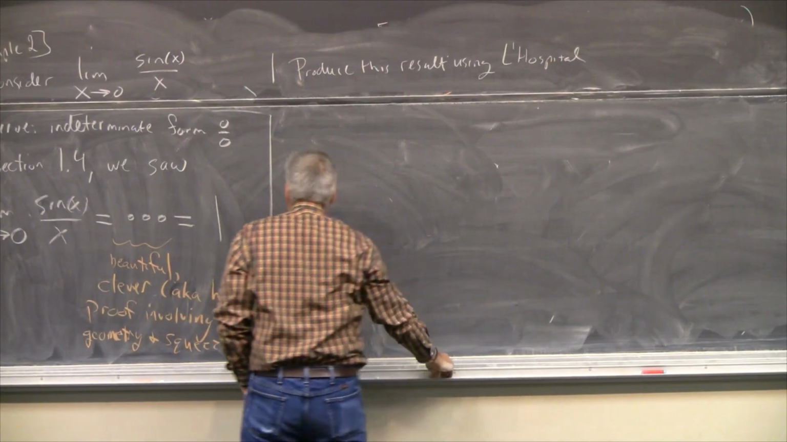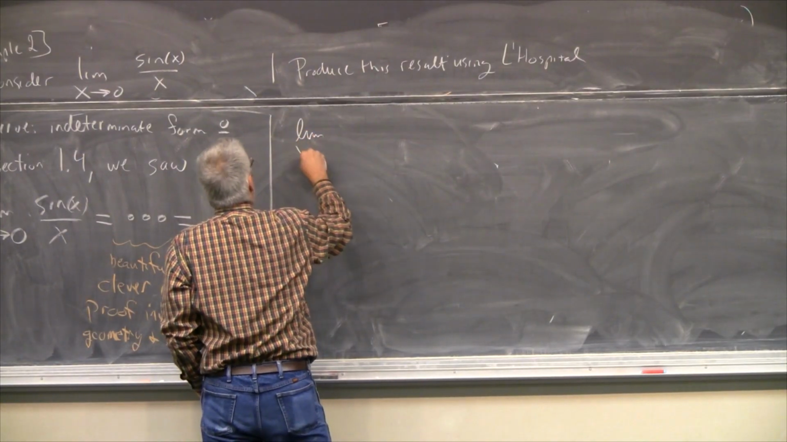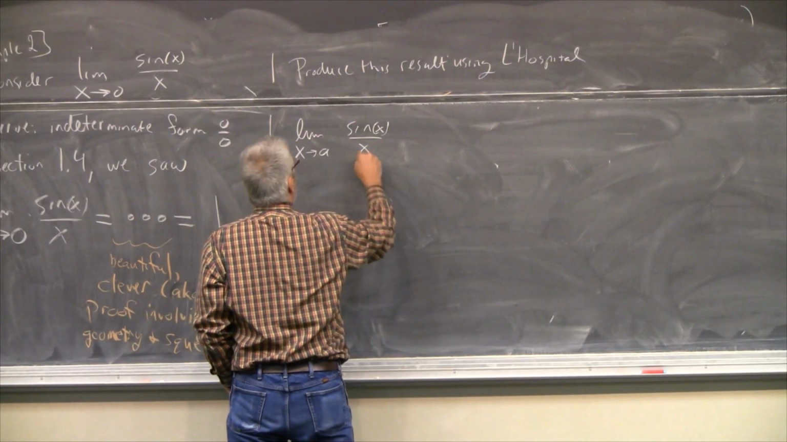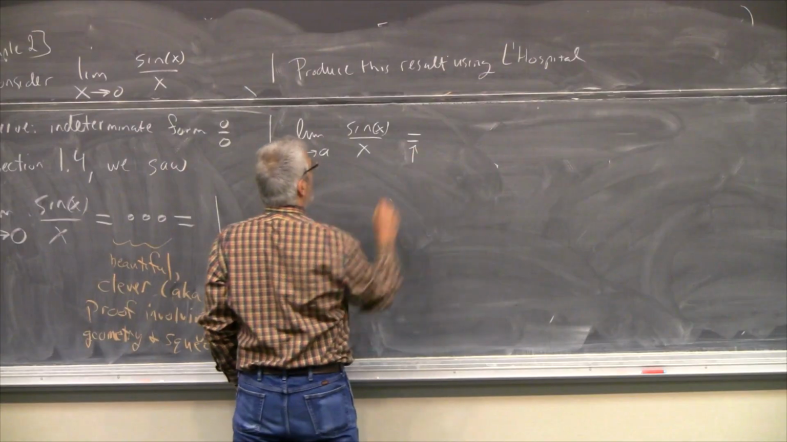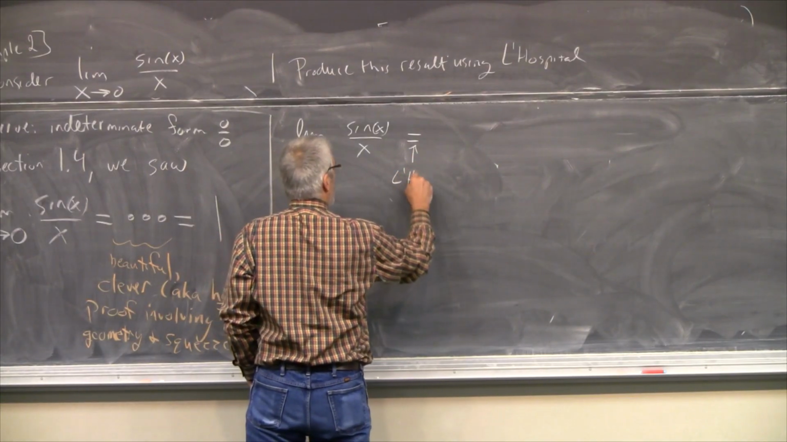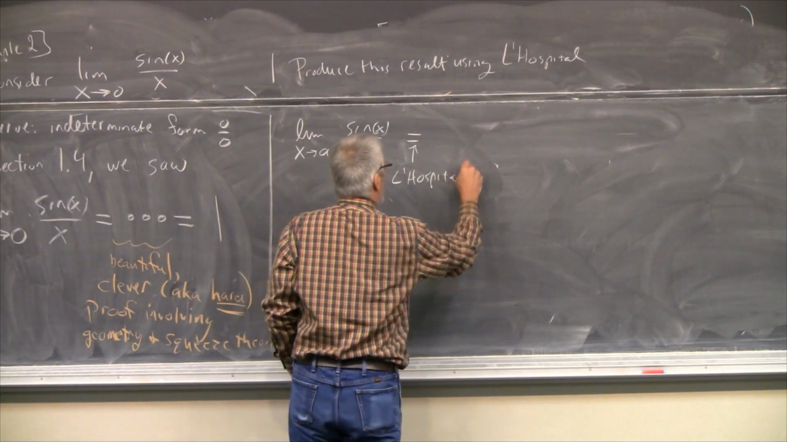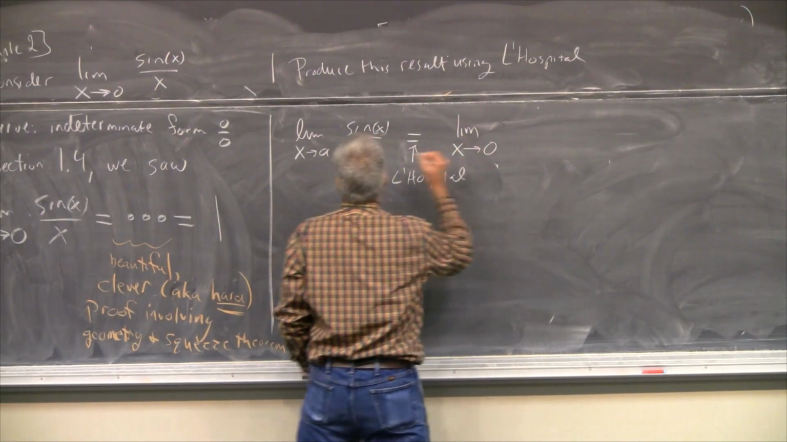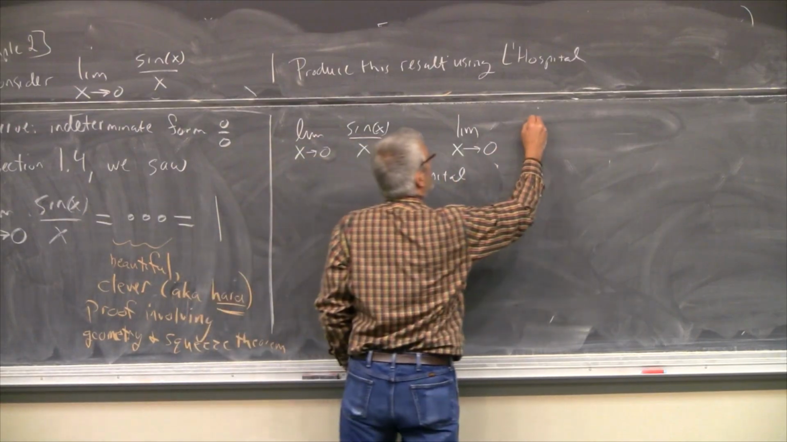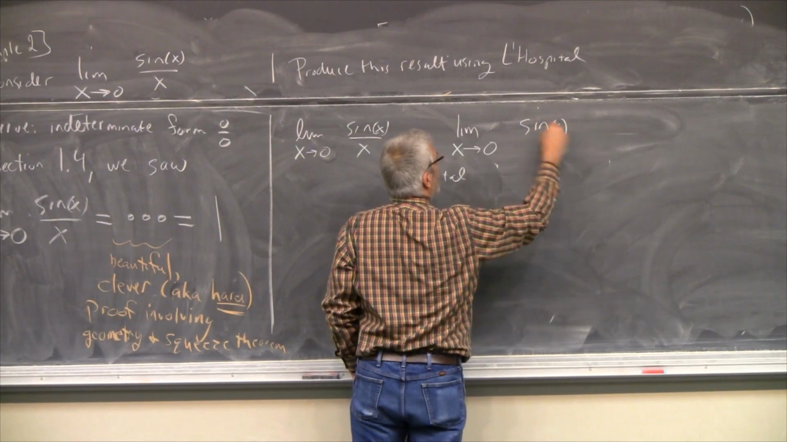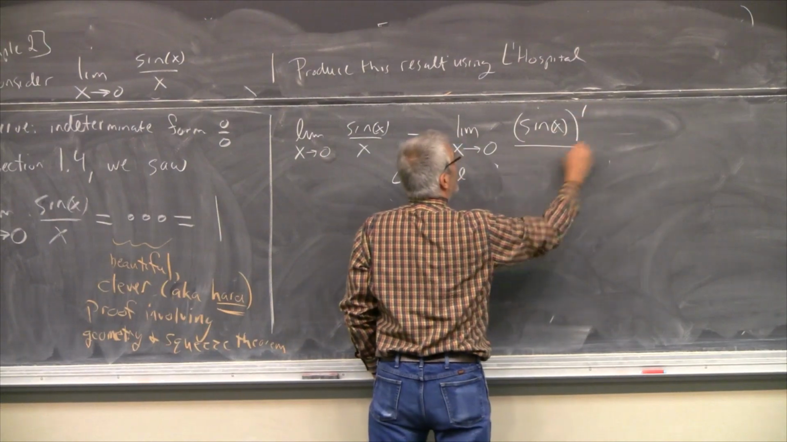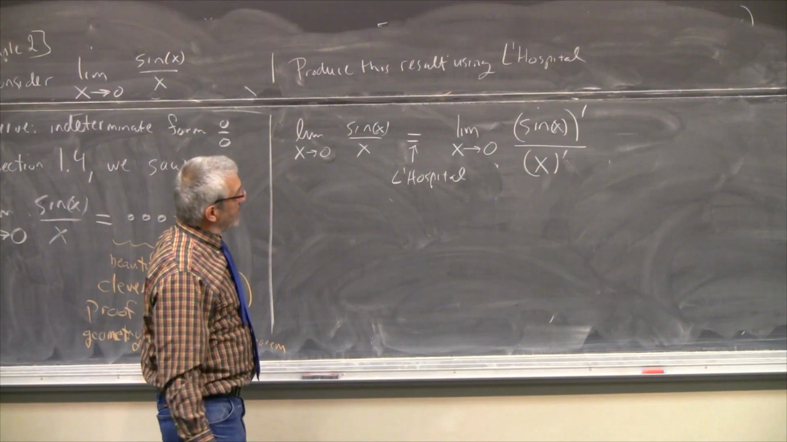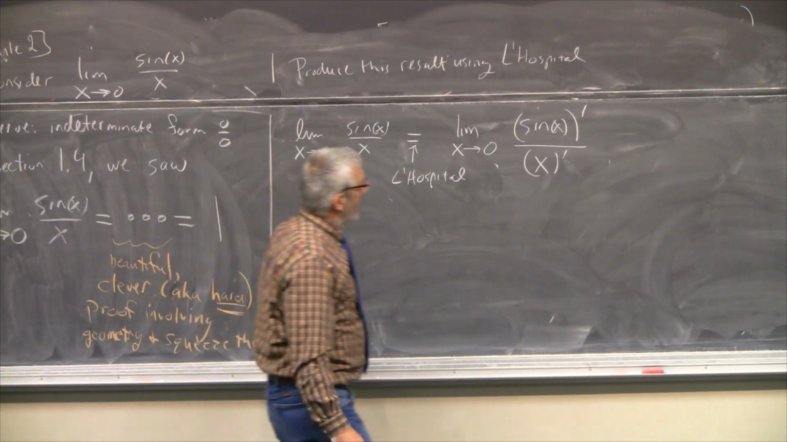All right, so the limit as x approaches a of sine x over x is going to be, using L'Hopital, the limit as x, this is say x approaches 0, of sine x prime divided by x prime. But sine x prime is just cos x, and x prime is just the number 1.